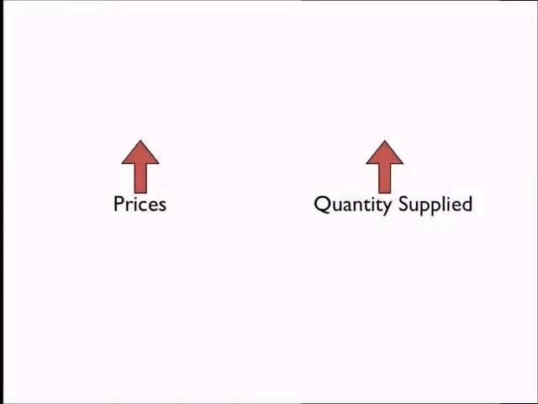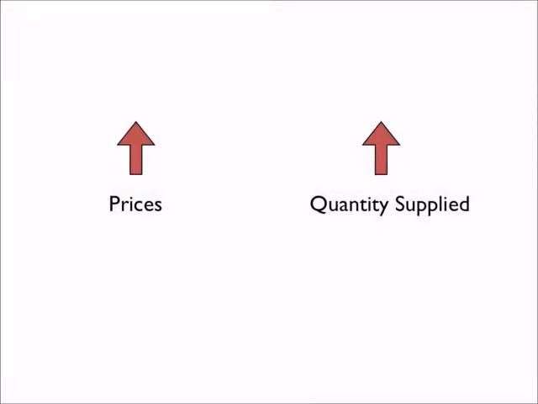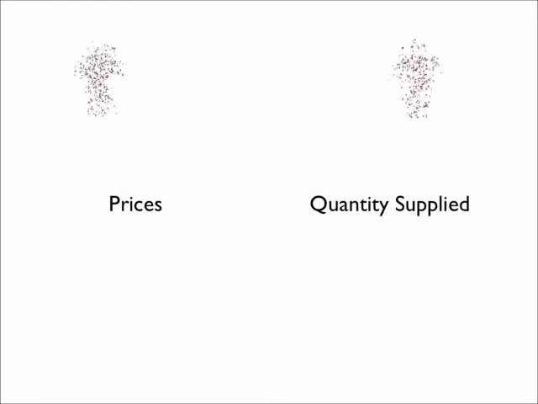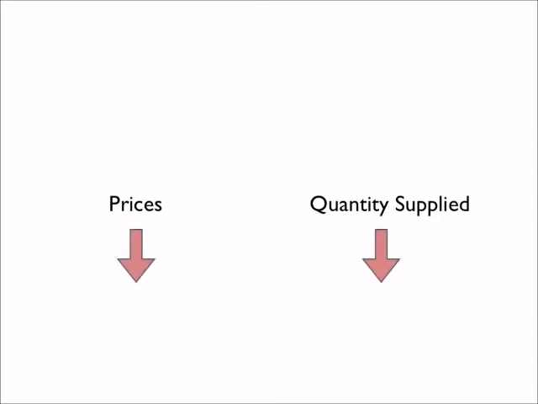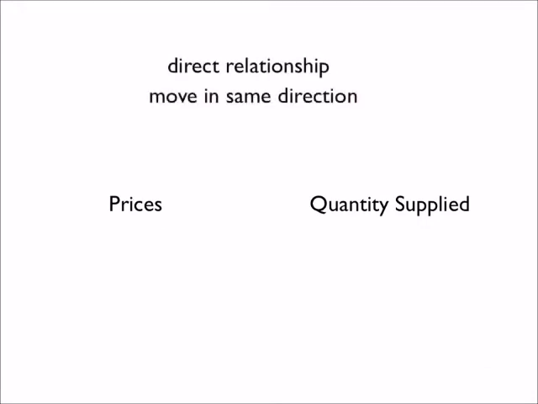So prices and quantity supplied move in the same direction. Prices go down, quantity supplied goes down, same type of deal. So what we say is there's a direct relationship. They move in the same direction, prices and quantity supplied.